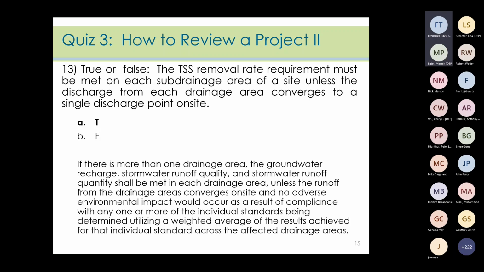You have to meet the standards for each drainage area, but also be aware that if runoff from drainage areas converges on site and no adverse environmental impact would occur as a result of compliance with any one or more of the individual standards, that's being determined utilizing a weighted average of the results achieved for that individual standard across the affected drainage areas.